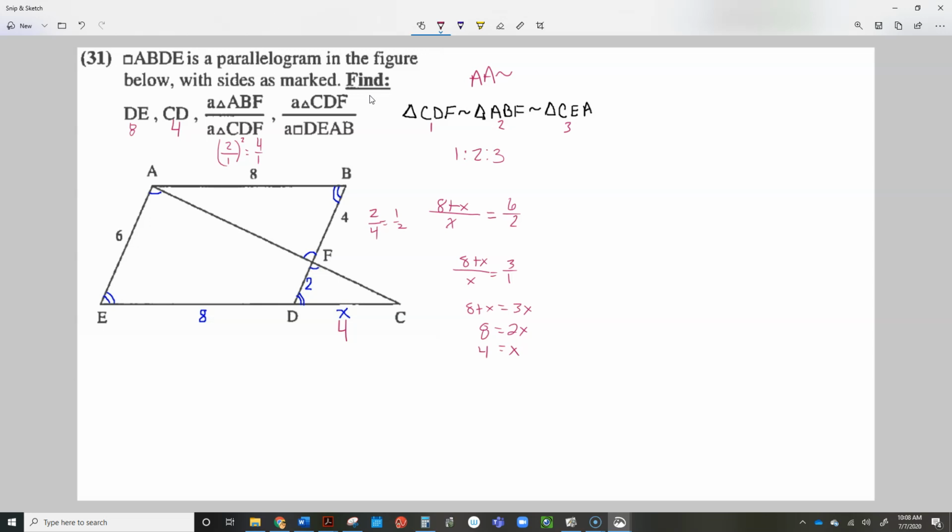We take these scale factors right here that we've got, and then we square them, and we get 4 to 1. So now they want triangle CDF. That's this one right here. That's 1. And now they want this rectangle right here.